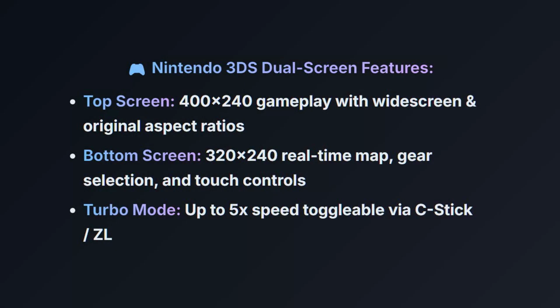The dual-screen layout is tailored specifically for the 3DS display hardware. The top 400 by 240 screen displays the main gameplay, available in original aspect ratio, stretched mode, or widescreen layout. Meanwhile, the bottom 320 by 240 screen displays a real-time world map, dungeon overview, inventory gear grid, item selection, and touch settings. Players can switch items seamlessly without pausing the action, drastically modernizing the retro gameplay loop.